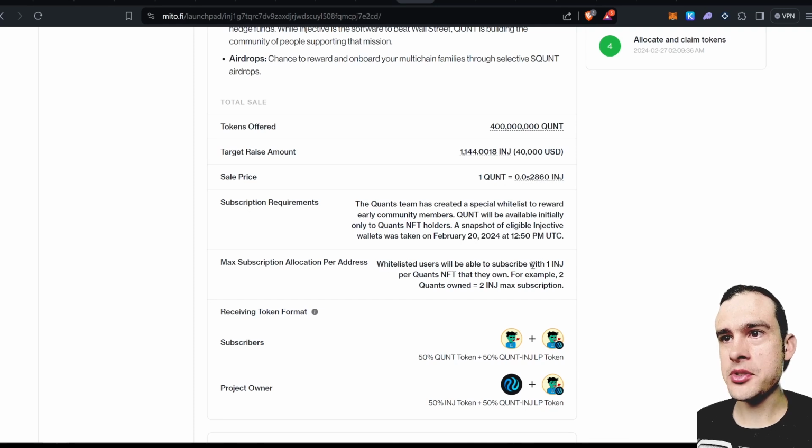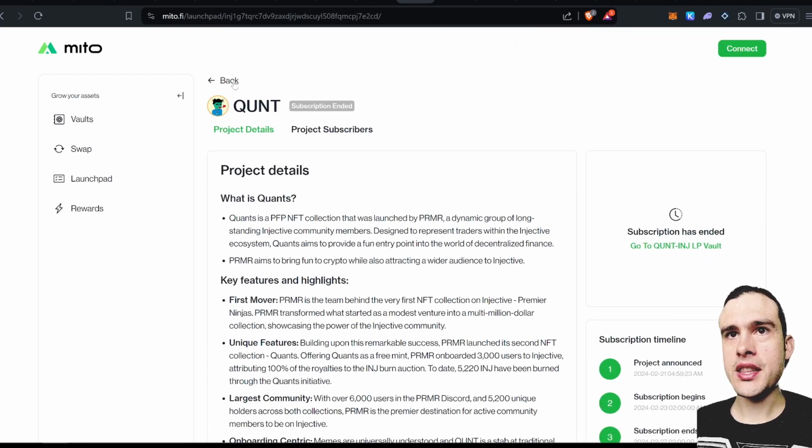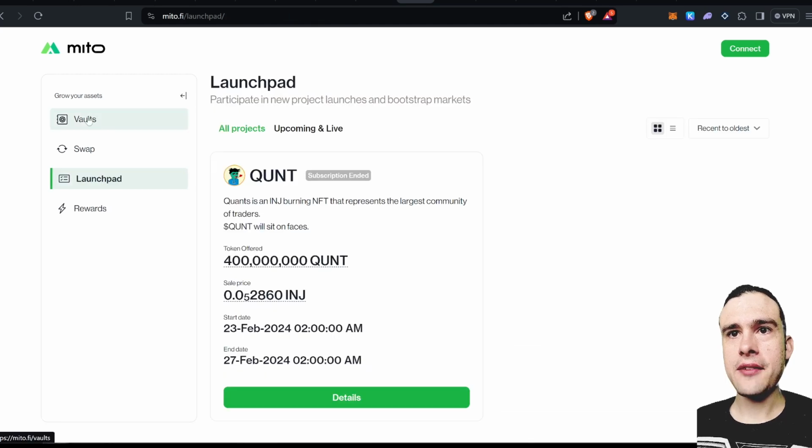Whitelisted users will be able to subscribe with 1 Injective per QUNT NFT they own. For example, 2 QUNTs owned is 2 Injective max. I mean, you wouldn't have been able to buy that much of this, but still, I think this was a pretty successful launch. The other thing they have is vaults as well.